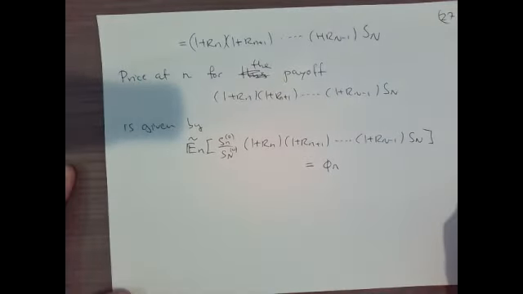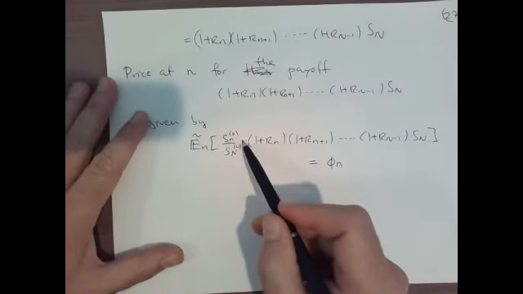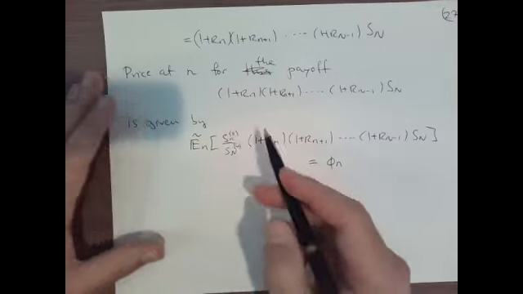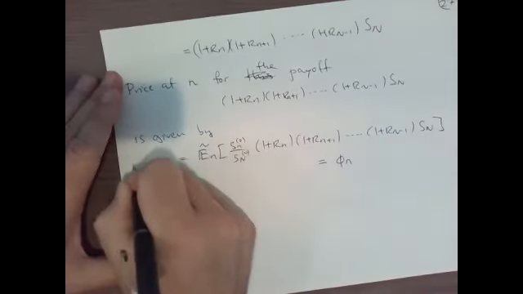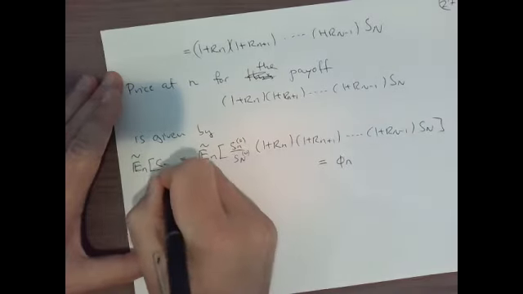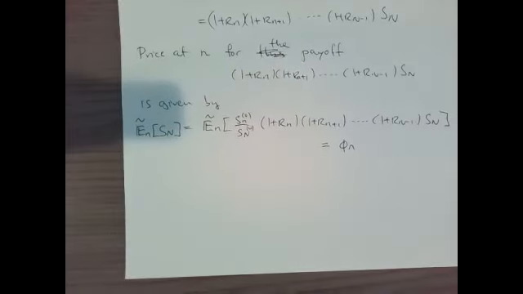This was exactly phi n, and then we can use the money market account, what this here is, and you can see that this ratio is exactly what I have here. So the left-hand side, this is E tilde n of Sn. So that's what the futures price is.